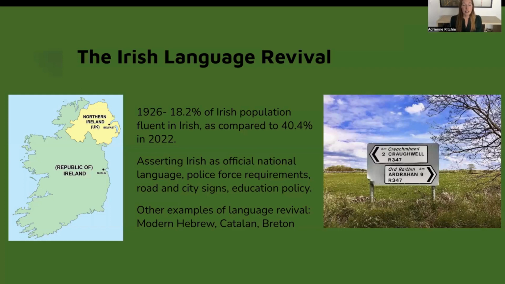They did several things. They used policy to shape this shift in the language revival. They decided to make Irish the official language of Ireland. They also, for a time, required policemen and women to speak Irish. That was later changed because it was too hard to employ people that could speak Irish. Also, all city and road signs have to have Irish on them. But the most significant policies that were made regarding the language revival by far were the education policies. And that's what we will focus on.